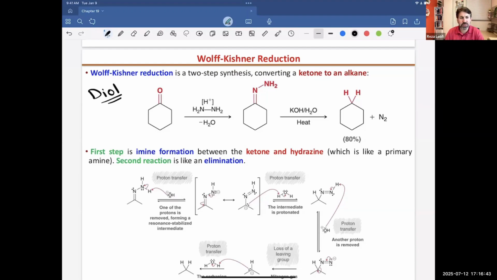The answer is yes. You can use the Wolff-Kishner reduction method to take a ketone and transfer it to an alkane. Does it work with an aldehyde instead of a ketone? The answer is yes. It can be used for both aldehydes and ketones.